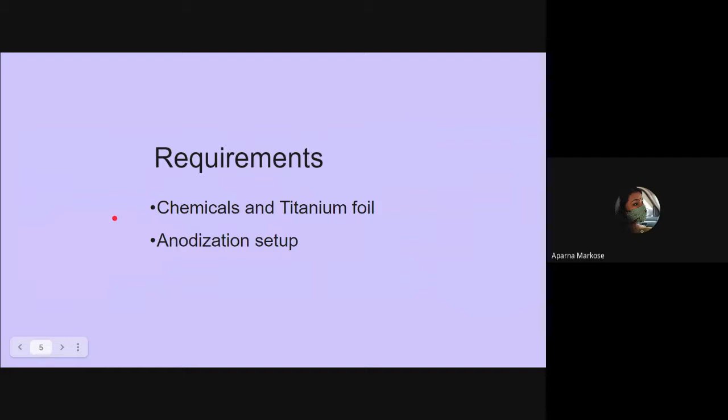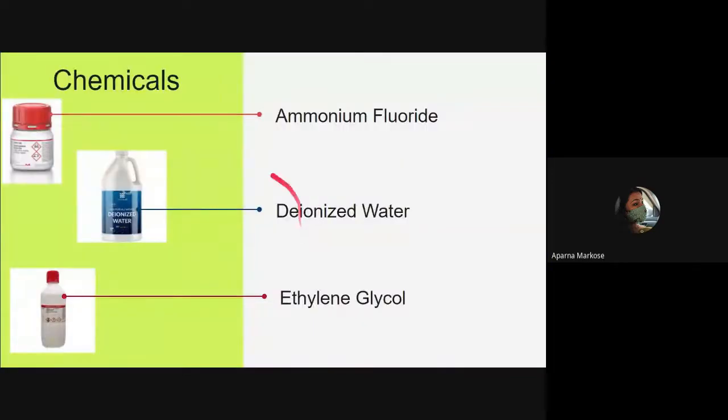In order to make titanium dioxide nanotubes, what do you need? You need some chemicals, a titanium foil, and an anodization set. What are the chemicals you require? You require ammonium fluoride. See, it will come in a bottle like this. It is there in our lab. We buy this from various chemical suppliers, Sigma Aldrich, there is a website called Sigma Aldrich. You can buy from there. There are other websites as well.